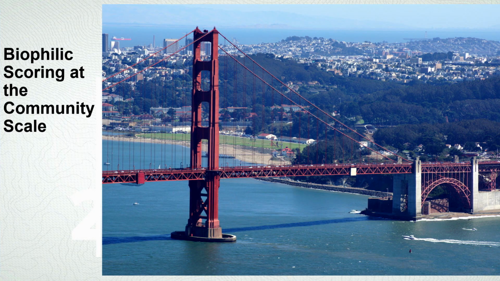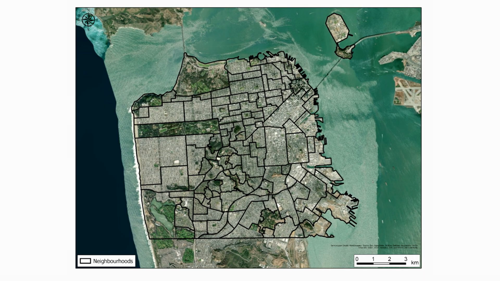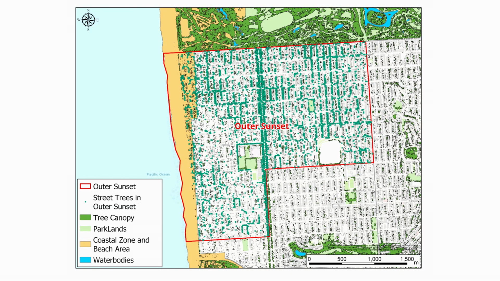So next, at the community scale, we're going to take a look at San Francisco. San Francisco's been coming up a little bit in the other presentations, and San Francisco seems to be doing a lot of great work. It's another biophilic city that's taken the pledge to try to promote biophilia within the city, and they have a number of different programs that they're currently implementing. So in this particular case, we're going to have a look at one of the neighborhoods within San Francisco called Outer Sunset, which is located on the West Coast.